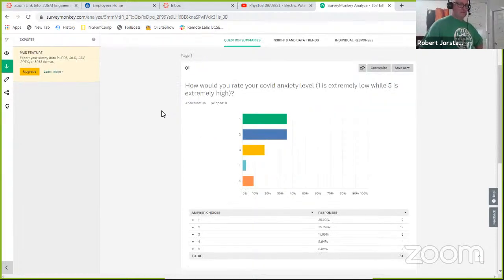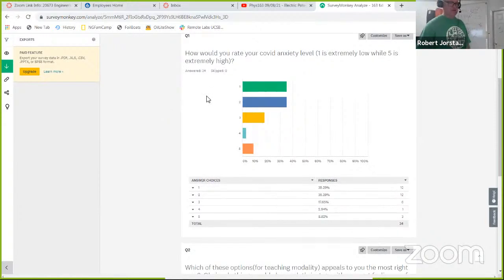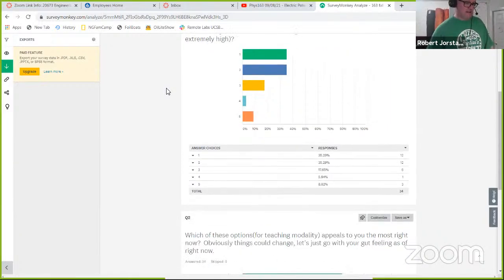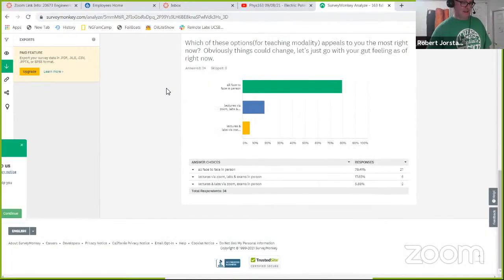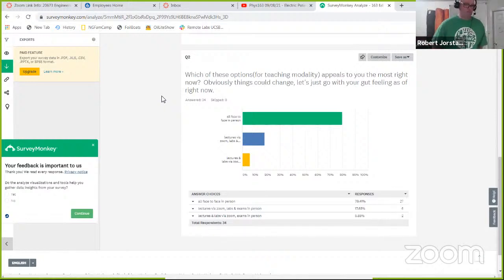So it looks like most of you are probably less anxious about COVID than I am, right? I have unvaccinated children that concern me. They can't get the vaccine yet. If my kids could get the vaccine, it would really relax me a little bit, but I'm still a little freaked out. But this kind of tells you, it looks like most people like all face-to-face. That's not true. Some people are okay with the lectures being on Zoom. All right. Anyways, just curious.